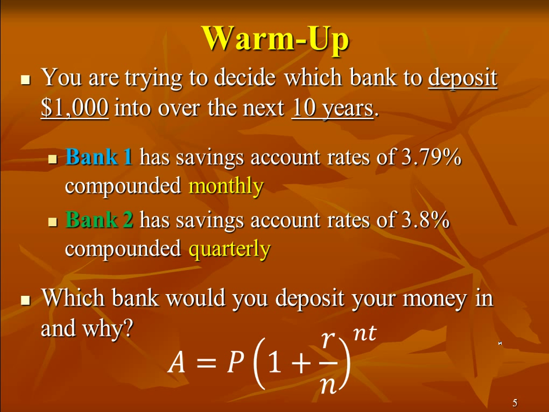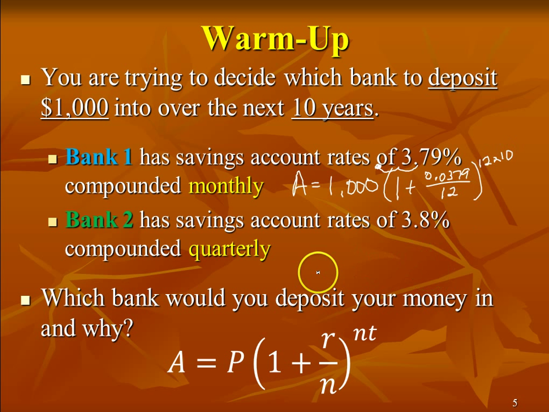Now, if you haven't started yet, I want you to start plugging those in. Okay, plug them into the equation, get an amount for Bank 1, and get an amount for Bank 2. Now, as you're plugging them in, make sure you relate what you have to what I'm writing. We're plugging in $1,000. My rate, remember, always move that decimal over. So 0.0379. Monthly is 12. 12 times 10.